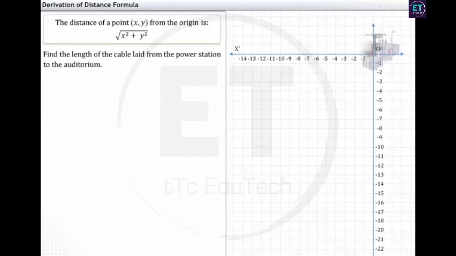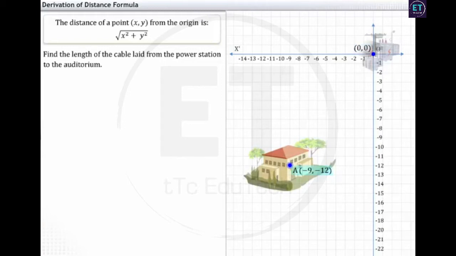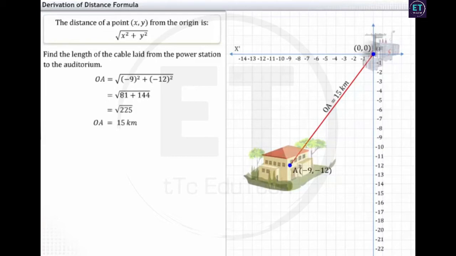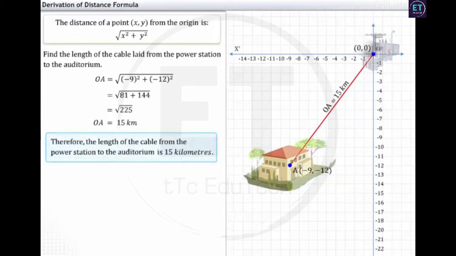On the graph, the power station is placed at the origin 0, 0 and the auditorium at -9, -12. On applying the formula square root of x squared plus y squared, you get length OA is equal to 15 kilometers. As you can see, the values obtained using both the formulas are equal.